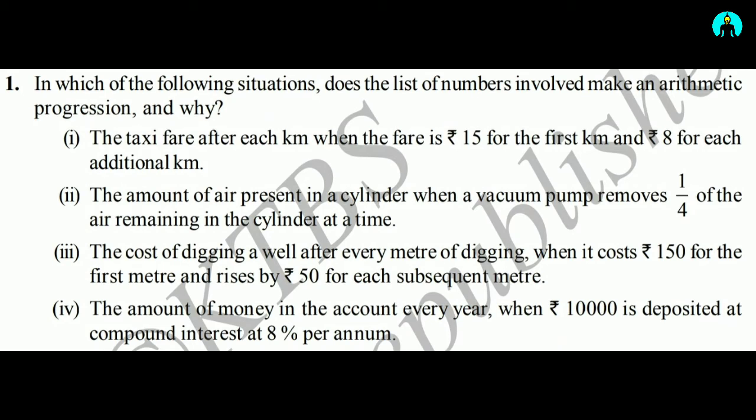We'll move on to the fourth question under question number 1. The amount of money in the account every year when rupees 10,000 is deposited at compound interest at 8% per annum.